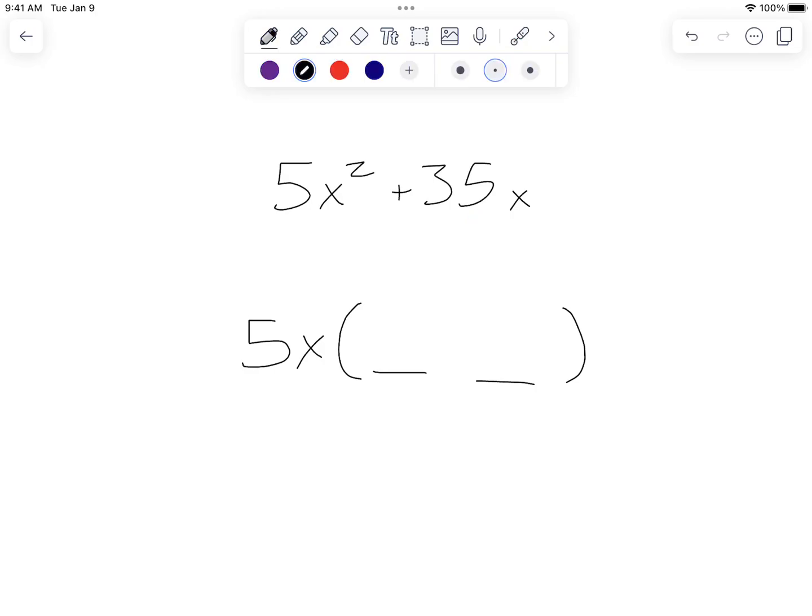The other way to do this is to divide both of the original terms by the GCF. What that leaves us, for the first term, is the 5's cancel out and x squared over x is just x. Then for the second term, the x's cancel out and 35 divided by 5 is 7.